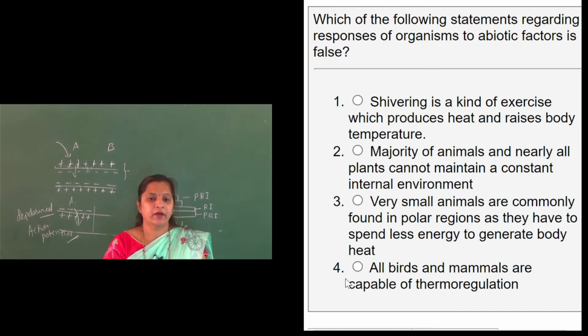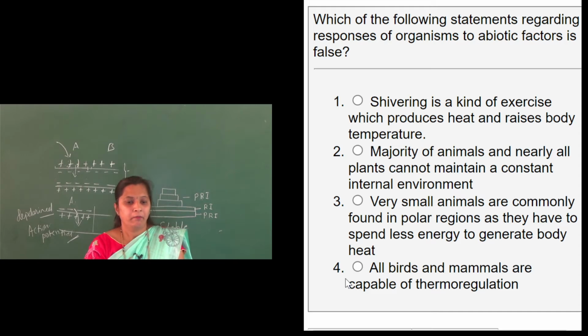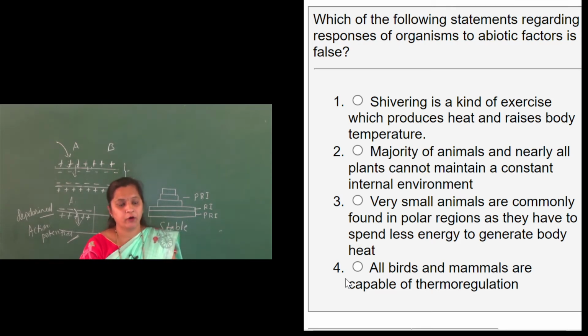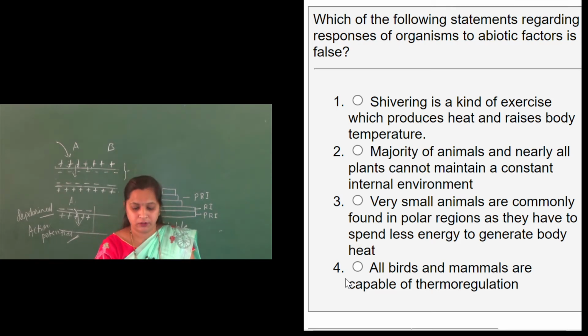Shivering is a kind of exercise which produces heat and raises body temperature. Majority of the animals and nearly all plants cannot maintain a constant internal environment. Very small animals are commonly found in polar regions as they have to spend less energy to generate body heat. All birds and mammals are capable of thermoregulation. Which of the following statements regarding responses of organisms to abiotic factors is false?